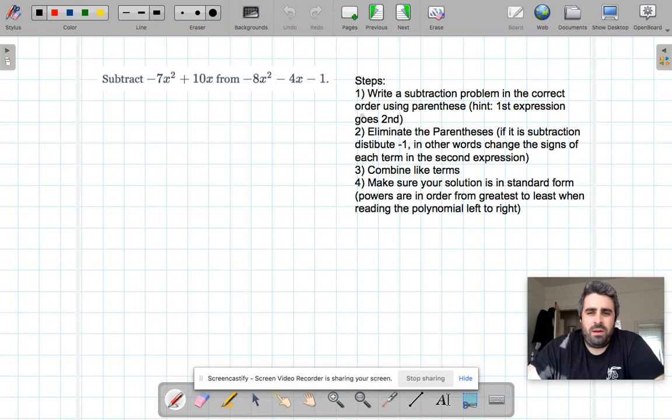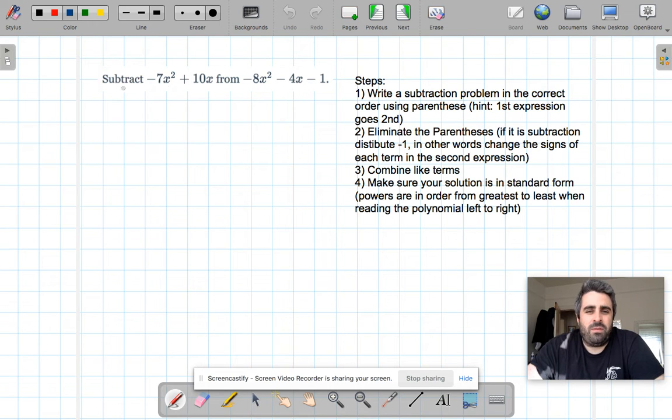Hi everyone, today we're going to go over how to subtract polynomial equations, and you can apply this to addition as well. It's kind of the same steps, just instead you would not change any of the signs, but I'll get into that in a second.